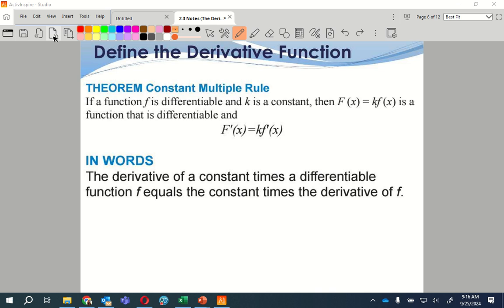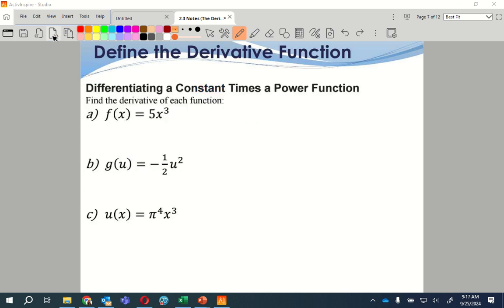Another rule: if a function f is differentiable and k is a constant, then k times f of x is a differentiable function. What that means is this is going to be a constant times whatever I have, so we could actually factor that part out. So f prime of x is equal to 3 times 5, 15, times (x minus 1) squared.